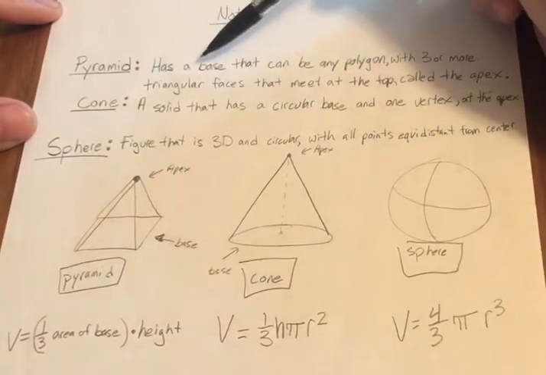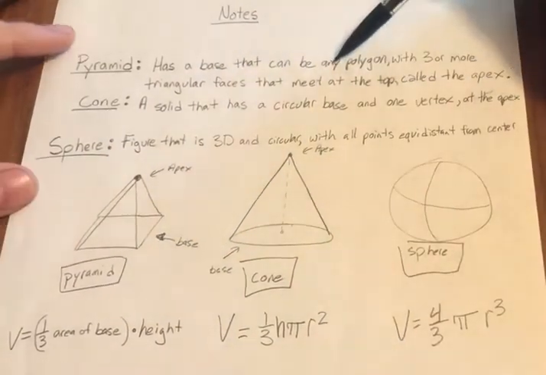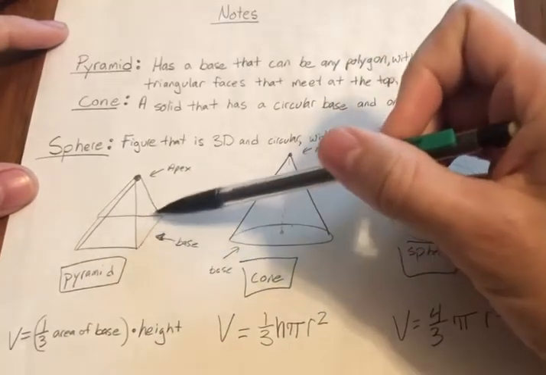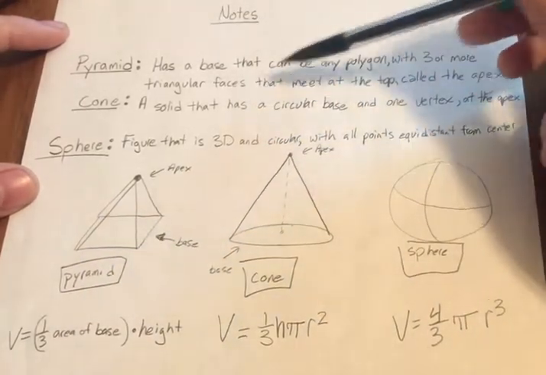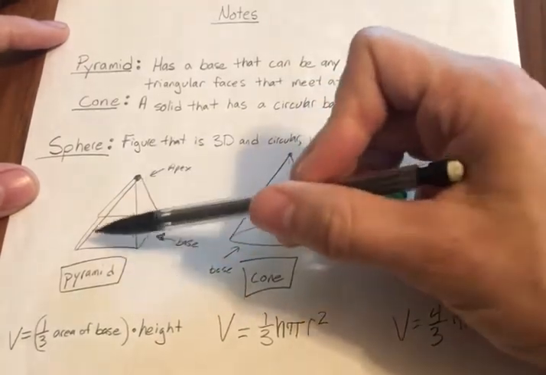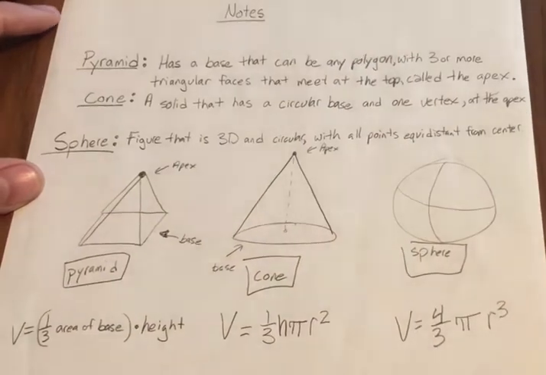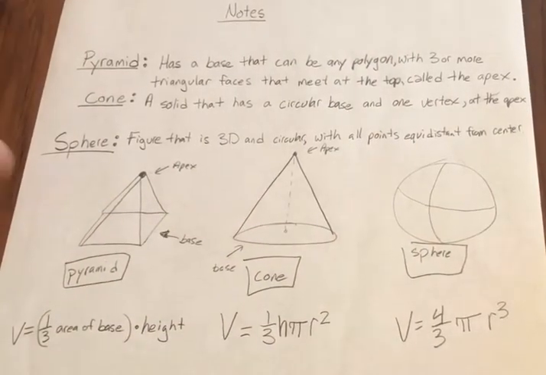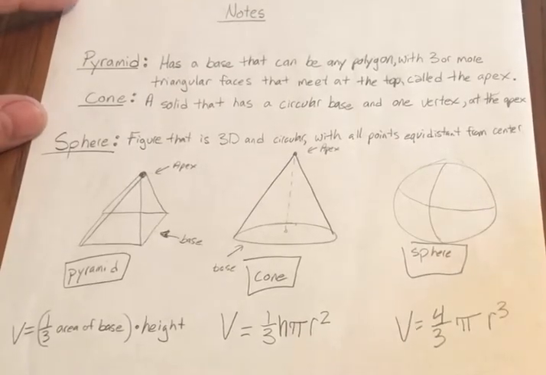Now, a pyramid has a base or a bottom that can be any polygon. Polygon means more than one side, with three or more triangular faces, which means triangle sides, that meet at the top, and the top is called the apex. The apex is the top. They use that language in a lot of other ways too.